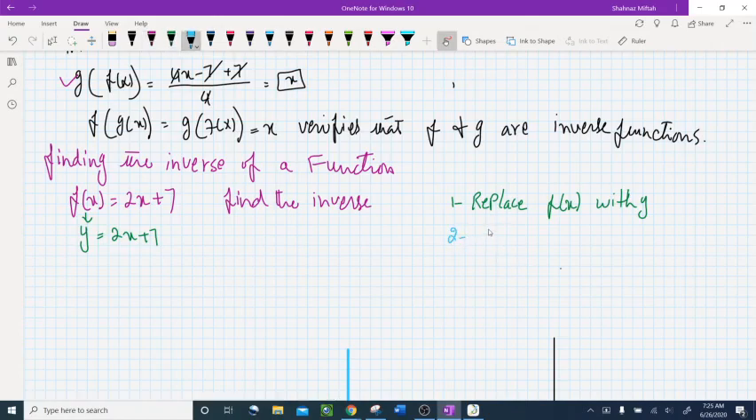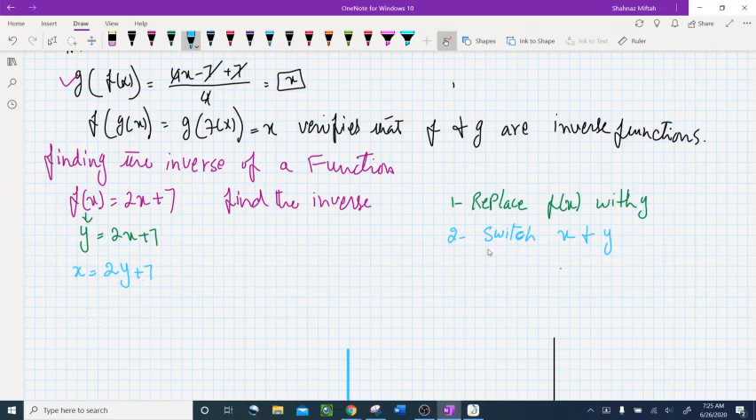Second step, interchange or switch, switch is an easy word, switch x and y. Wherever you see x, replace it with y, and wherever you see y, replace it with x. So I'm going to do this in this color. If I see y, I'm going to replace this with x. If I see x, I'm going to replace this with y. Plus 7 stays. Okay, so we are okay so far.